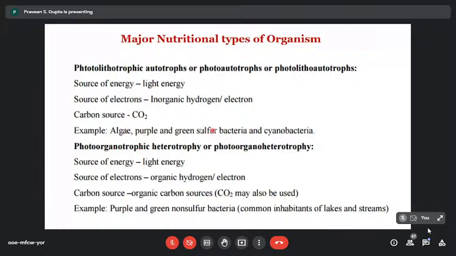Photolitho, the best examples are purple and green sulfur bacteria, and cyanobacteria. That you should actually remember. Purple and green sulfur bacteria are examples of photolithoautotrophs. This is purple and green sulfur, and if it is non-sulfur, it comes under photo-organoheterotrophs. So these are photosynthetic bacteria. Purple and green sulfur bacteria are photosynthetic. Purple and green non-sulfur are also photosynthetic, but there is a difference. One is lithotrophic, the other is organotrophic. This is the basic difference between these two kinds of bacteria.